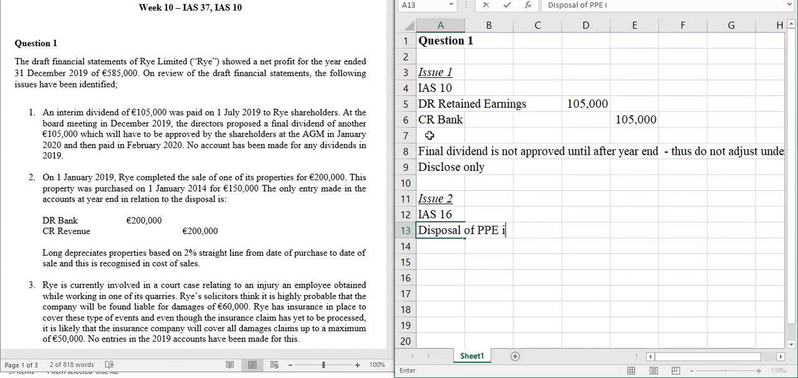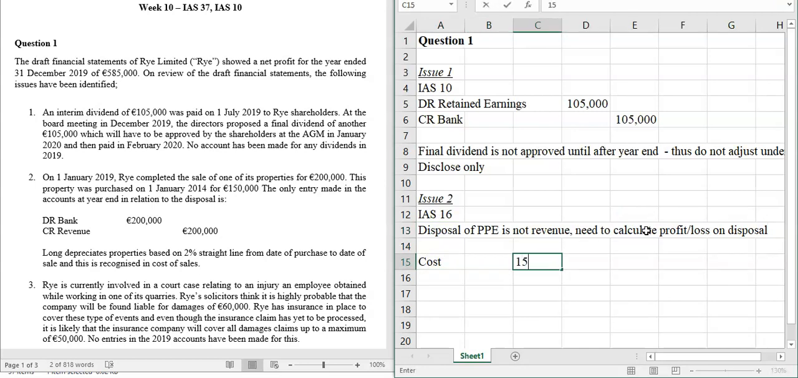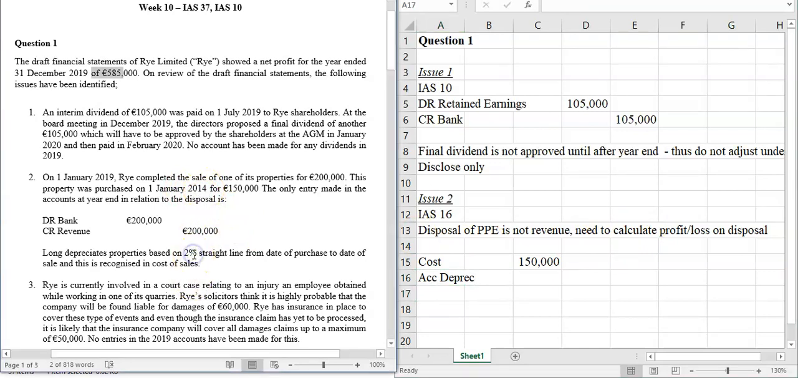Disposal of PPE is not revenue. Need to calculate profit or loss on disposal. So here we have the cost, we're told, was 150,000, and accumulated depreciation. So what is the accumulated depreciation? Well, we have it for 5 years, and it's 2% straight line from date of purchase to date of sale.